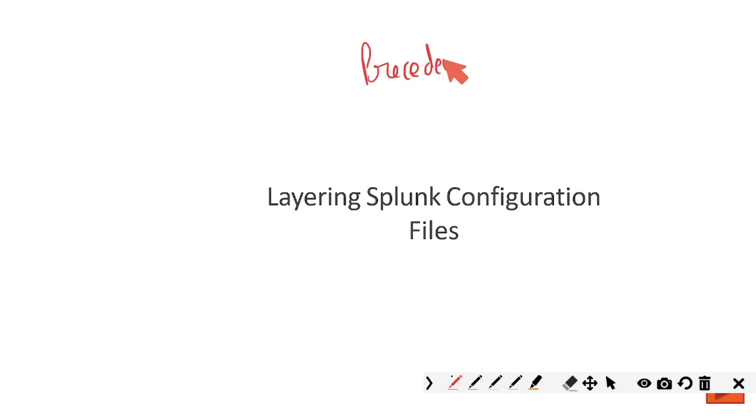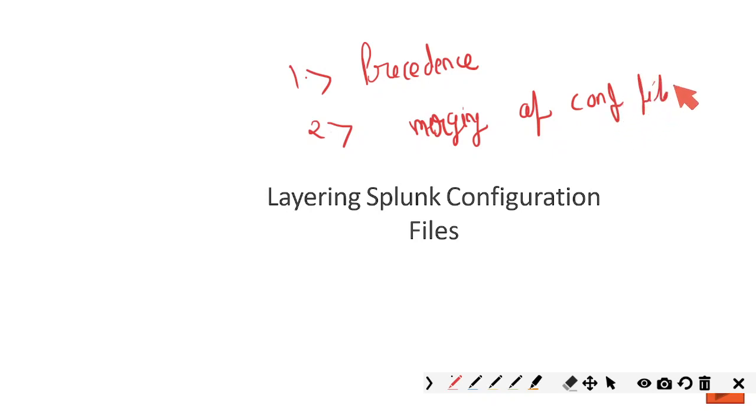Hello all. In this section, we are going to discuss layering Splunk configuration files. So two things are very important. For example, we are definitely going to discuss precedence, which is very important: why local takes precedence over default. That is the first thing. And the second thing is, if the same kind of parameters are defined in multiple configuration files, what does the merged file look like, right? Merging of configuration files. These are the two things which are very important, and we'll try to demonstrate with examples.